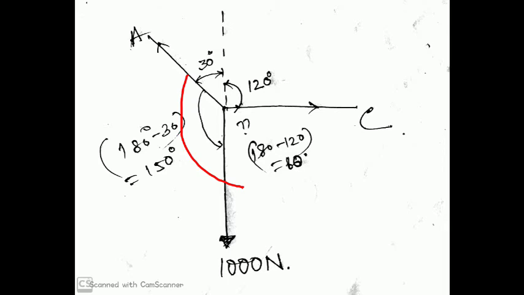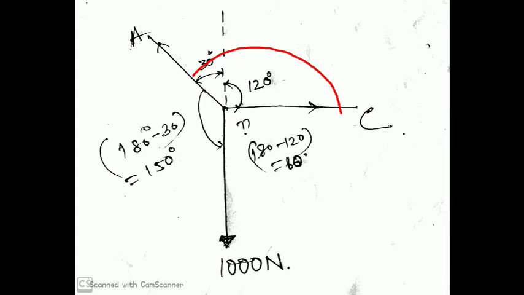In the same manner, at the middle point B, with force C and the downward load of 1000 kilonewtons, what is the angle? This angle is 120, and this is a straight line, that means 180 degrees. Then 180 degrees minus 120 is equal to 60 degrees. So therefore the tension for BC and AC, and the loaded 1000 kilonewtons.